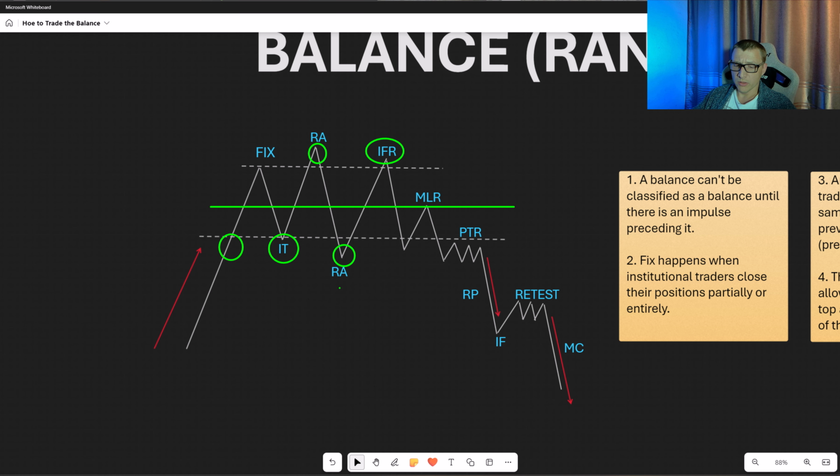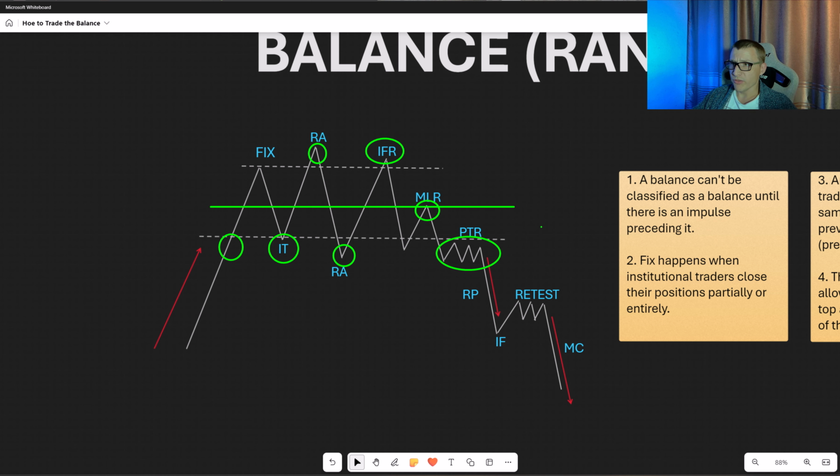Then, middle level reinforcement. Is this tradable? Yes, this is tradable, and this is a conservative trade. Middle level reinforcement is a conservative trade. Then push through rotations. Are they tradable? Yes, of course. And this is one of my favorite trades. I love to trade this, and this is also a conservative trade. I would say it's even more conservative.